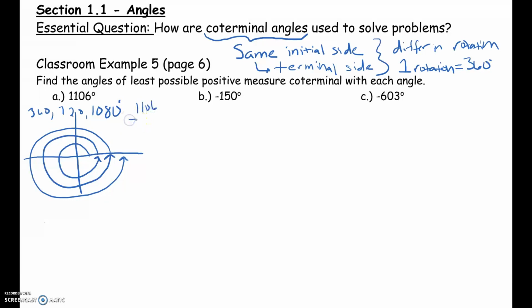So I still haven't quite reached my 1106, but if I take 1106 minus 1,080, that is 26. So I need to go 26 more degrees. This 26 degrees here is what I'm looking for. So the angle of least possible positive measure coterminal with 1,106 is 26 degrees. Let me just write this out for us though.